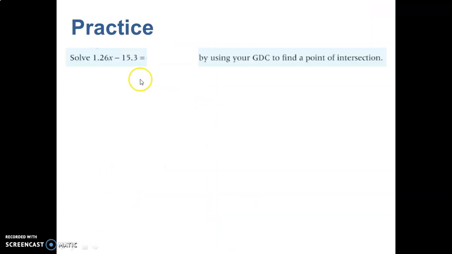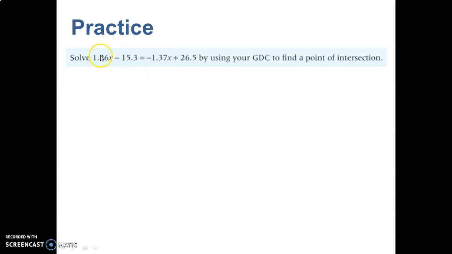Okay, here's another one. Solve this equation by using your GDC. So here's an equation. We have this equals this. Well, this is exactly like the last two problems. We have a linear equation here, and we're setting it equal to another linear equation. So we're basically saying, when is this line equal to this line?